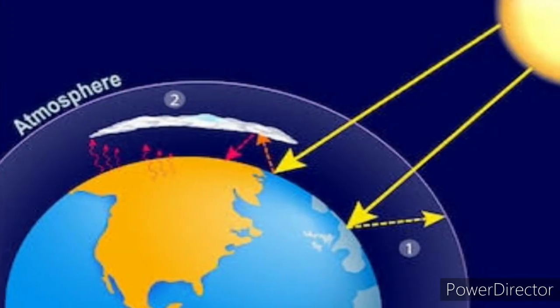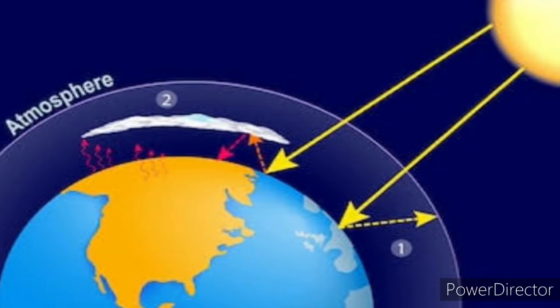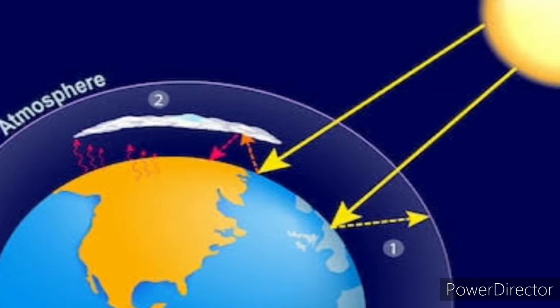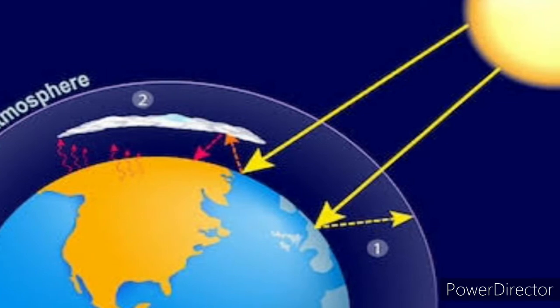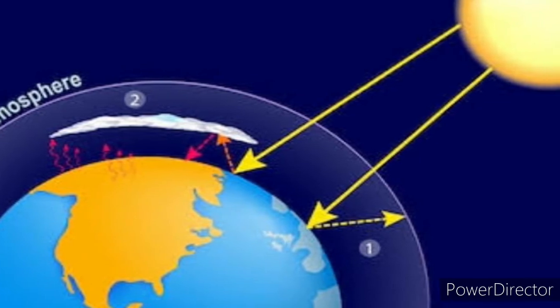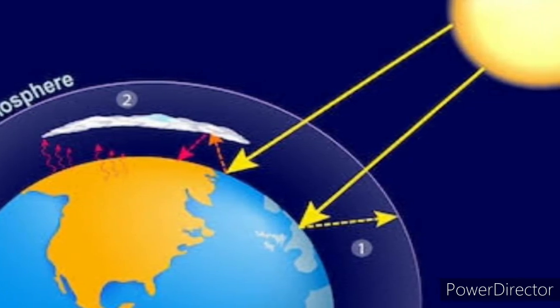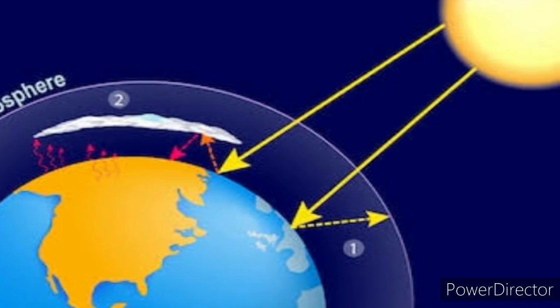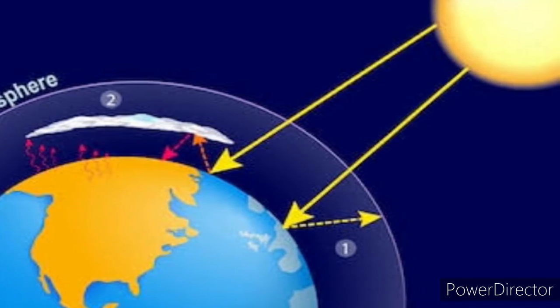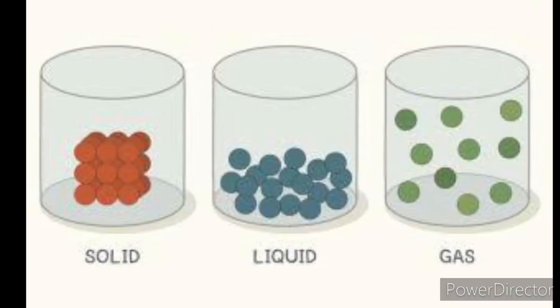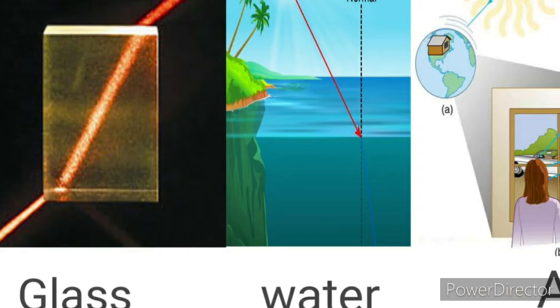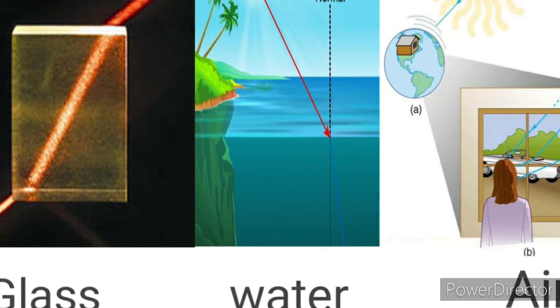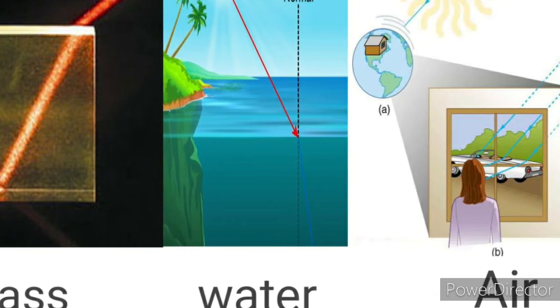Children, the most important point is the speed of light in space is constant, which is 3 into 10 to the power 8 meters per second. But when the light enters the earth, the speed of light depends on the medium. Here, medium means either solids, liquids or gases. For example, air, water, glass, etc.